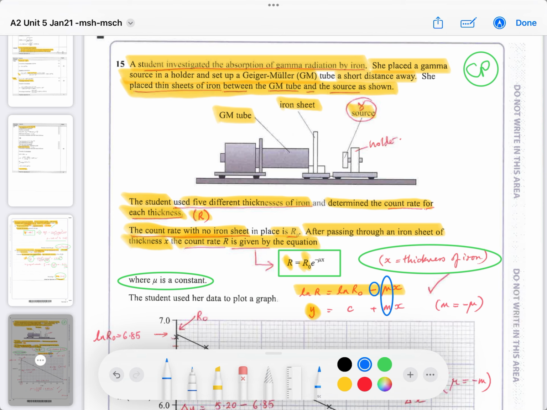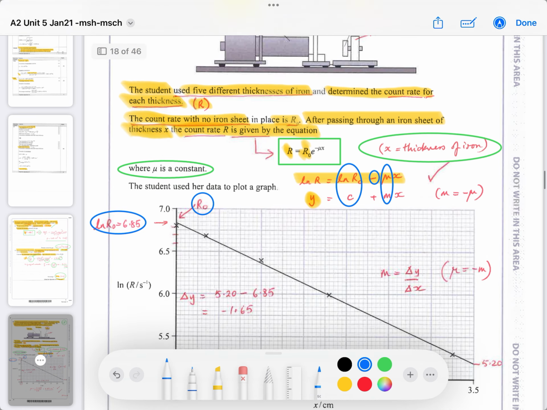And the intercept will be the natural logarithm of the radiation that they measure without the absorber. That's here, and you can see that I've already read it as 6.85 on their graph, or at least that's what I estimate it to be.